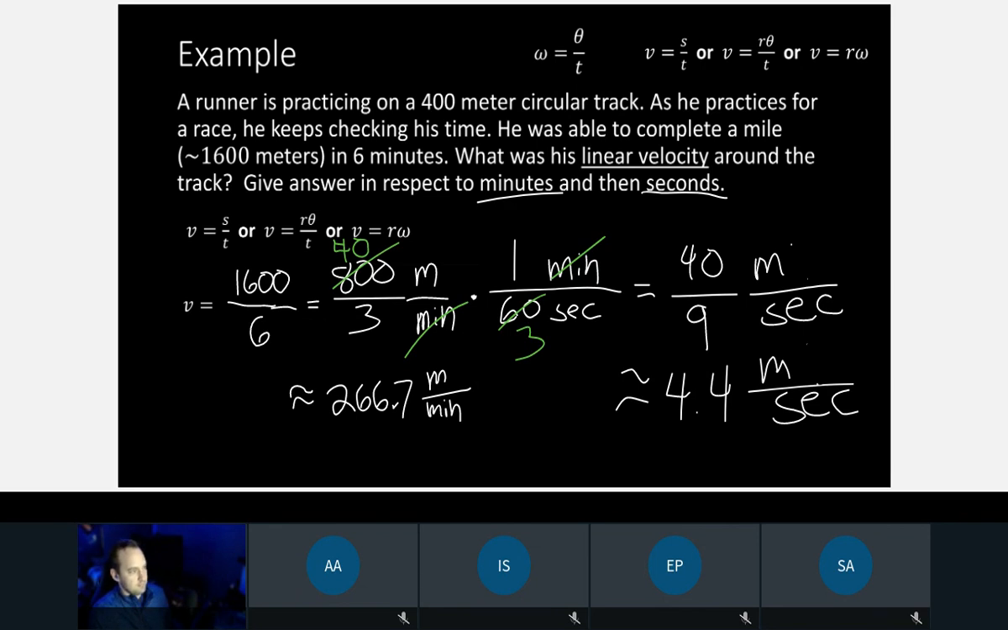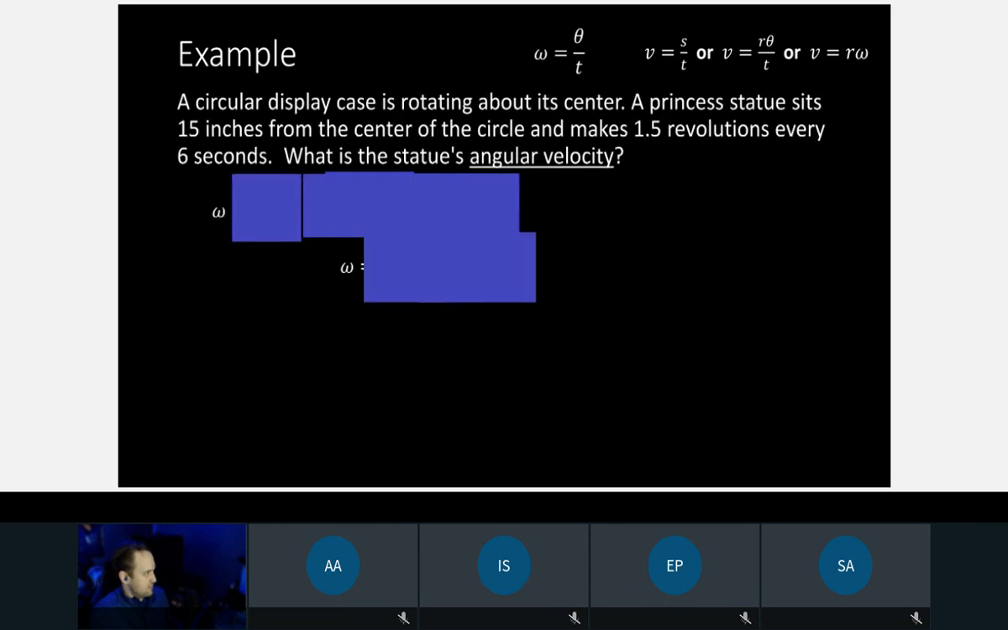Right. So this last problem, I'll save it for bell work on Monday after spring break. There it is. Feel free to work it out before then.